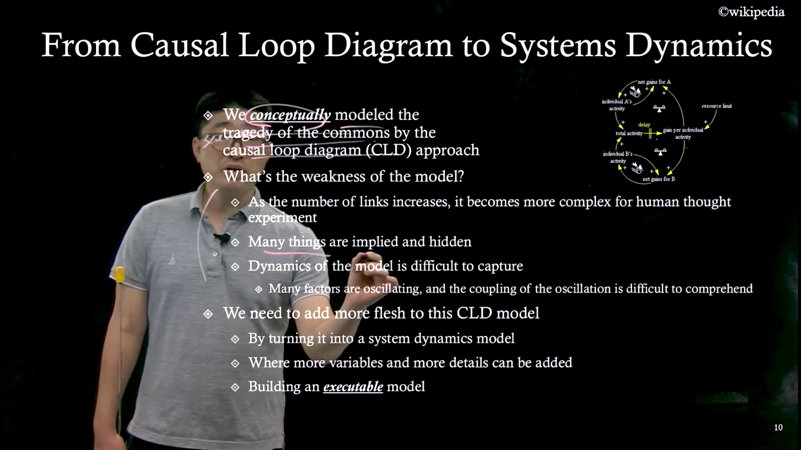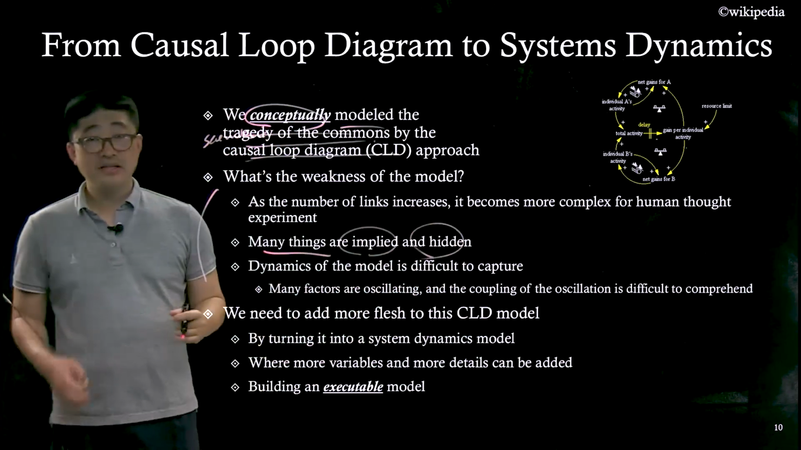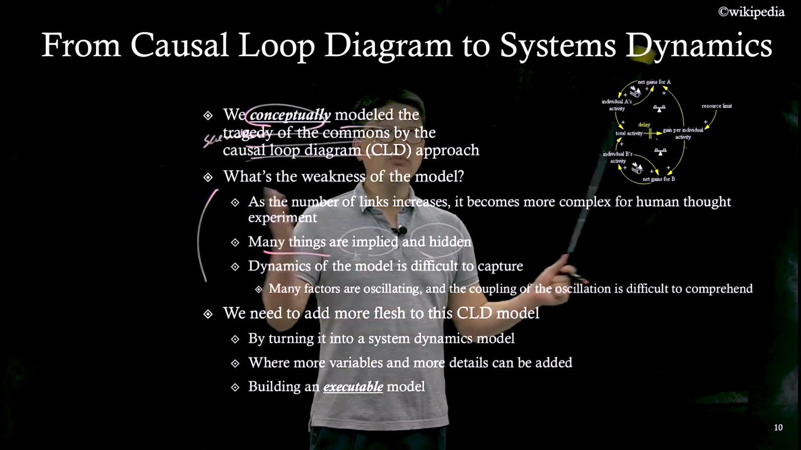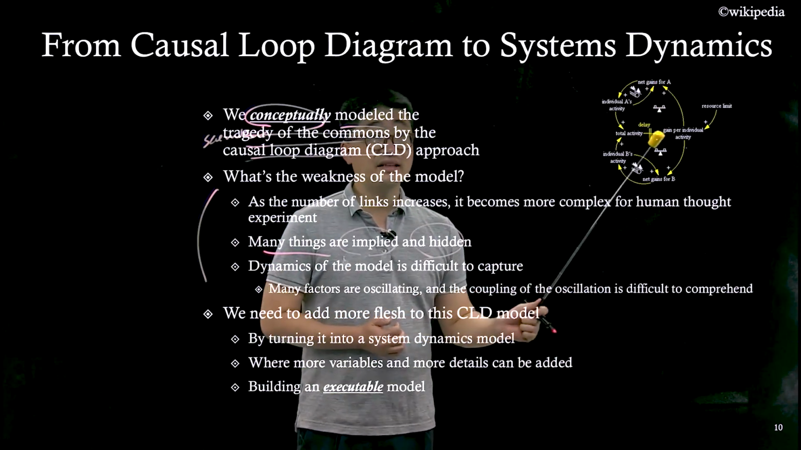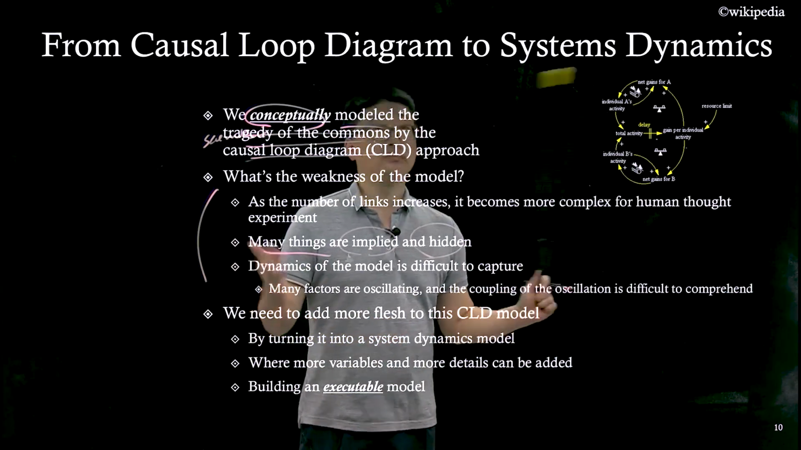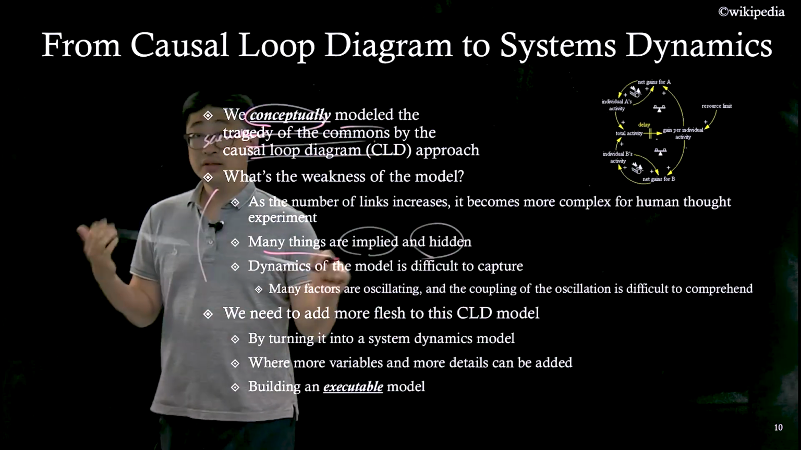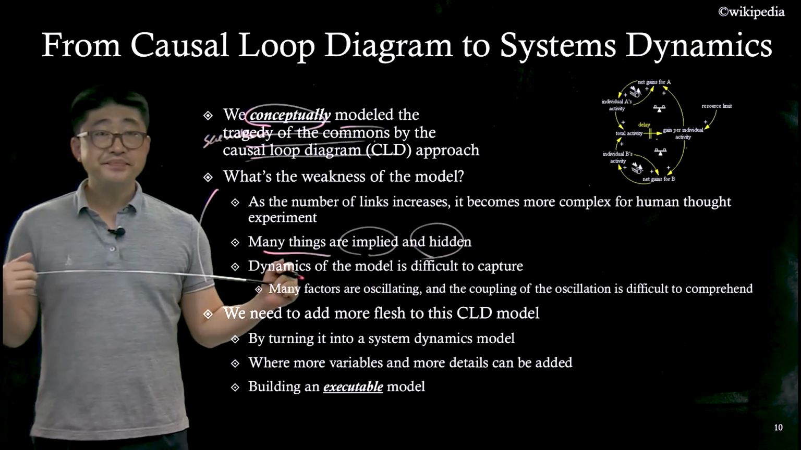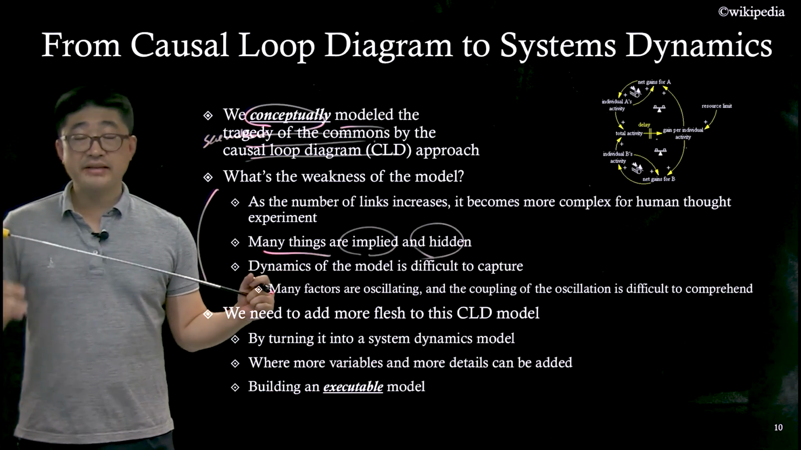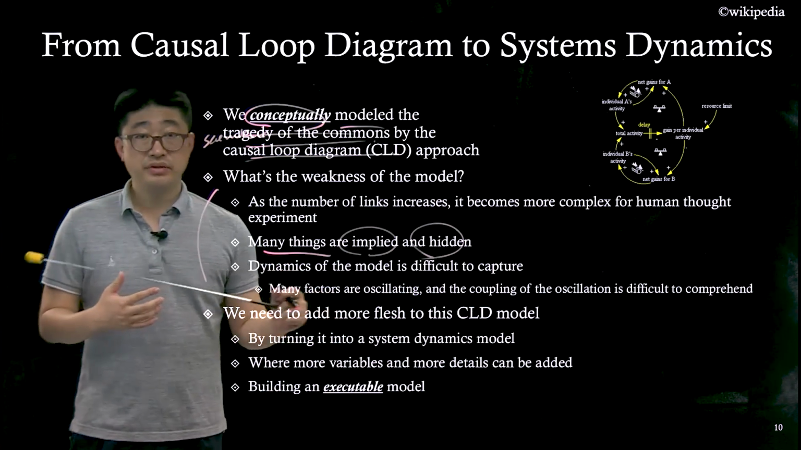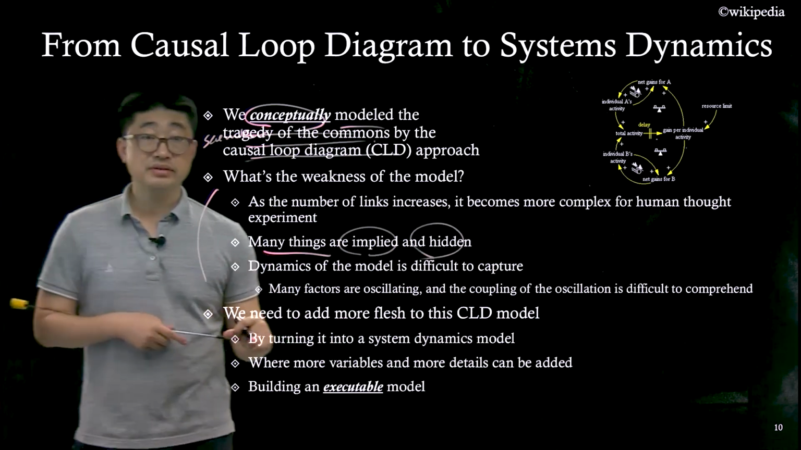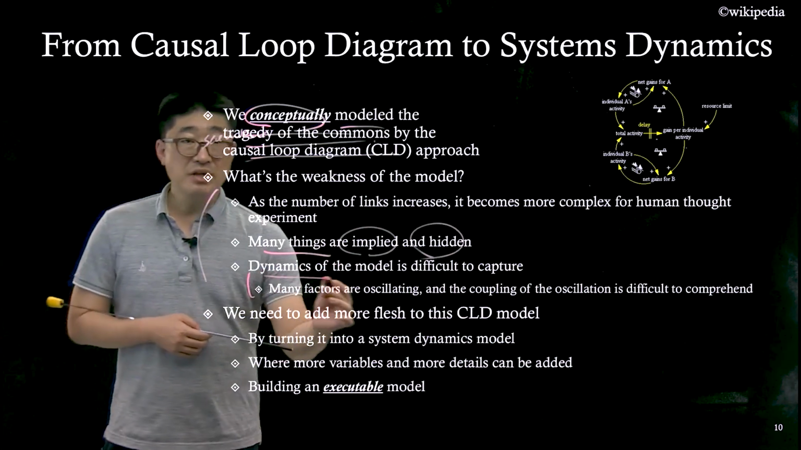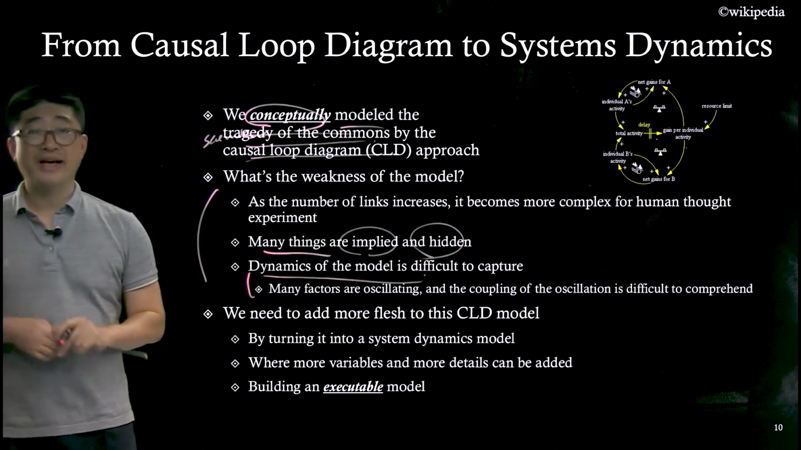And many things are implied and hidden. There was this positive causal link, the plus notation, but how much? We had this delay annotation, but how long will it be delayed? Those are the questions that we have to ask and specify to turn them into a simulation model, or an exact executable model. Since these are fuzzy, the dynamics of the model is beyond our capture.